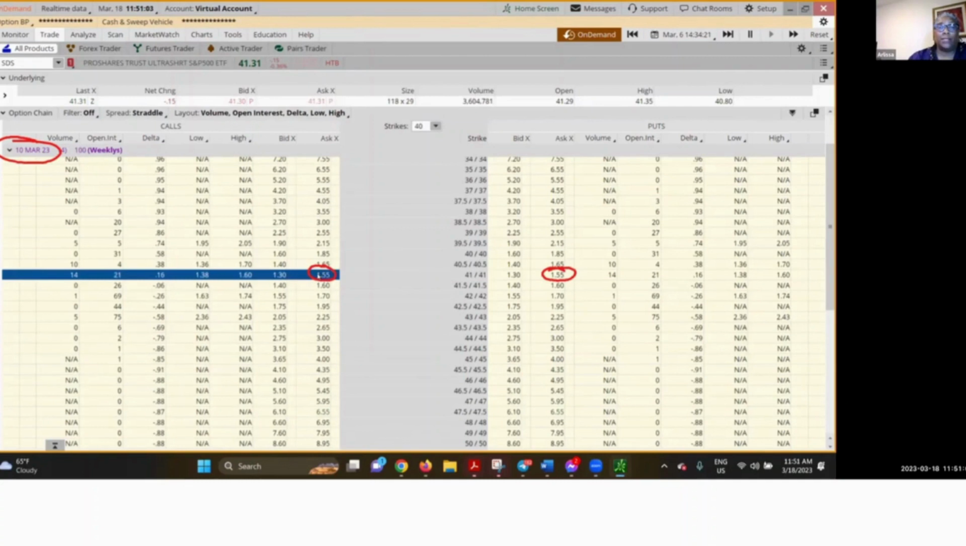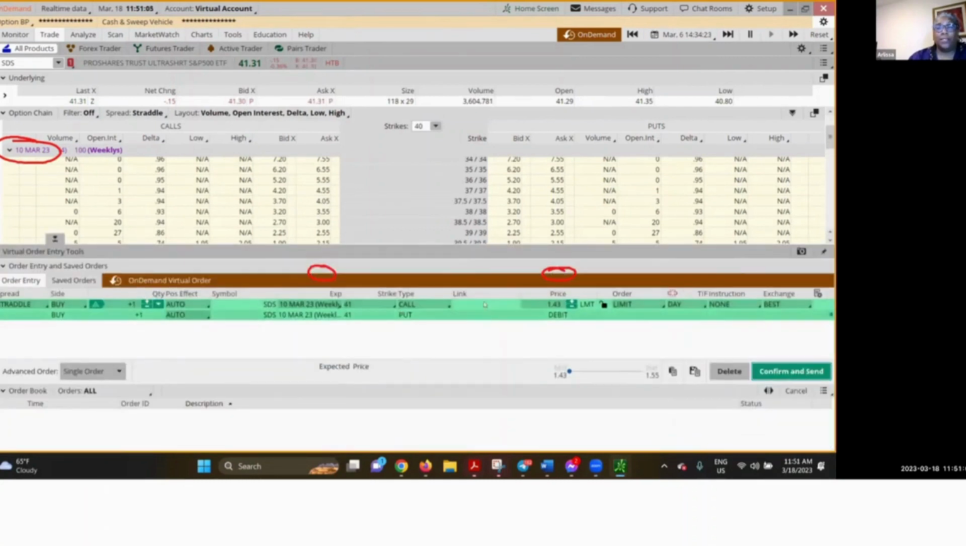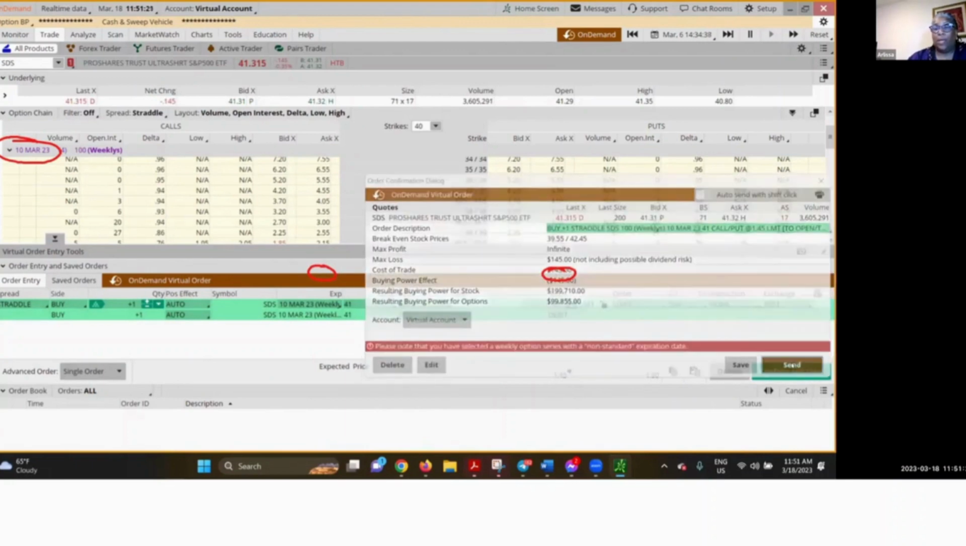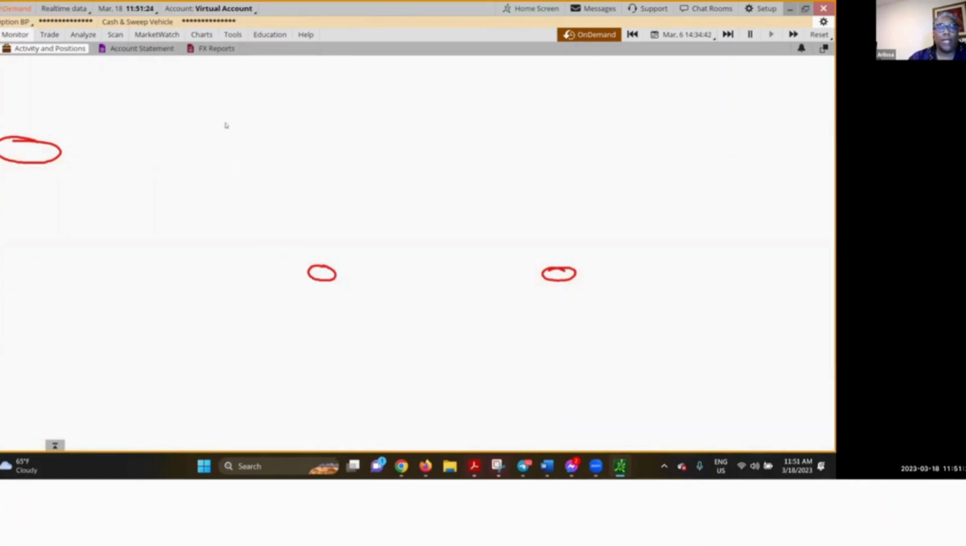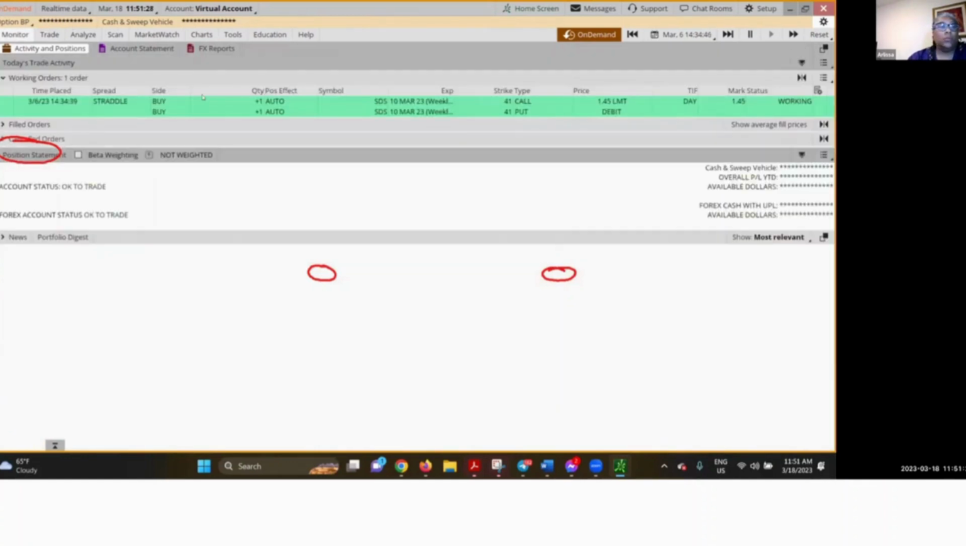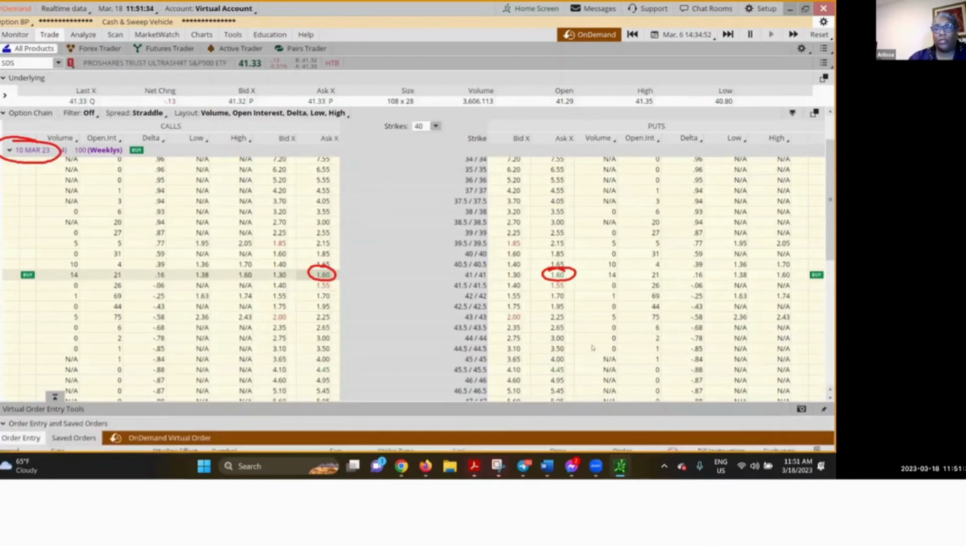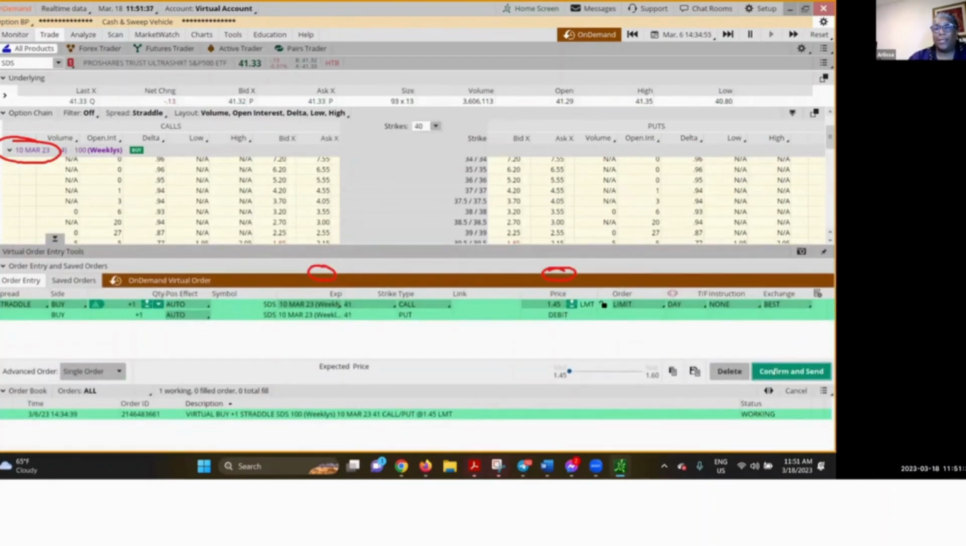Okay, I'm going to select it. Since this is a buying strategy, this is all green. It's debiting, so you're basically going to pay to enter. One contract at 41 call and 41 put, and we're going to confirm. Oh, I meant to show you what the next screen looks like. Okay, so confirm and send.